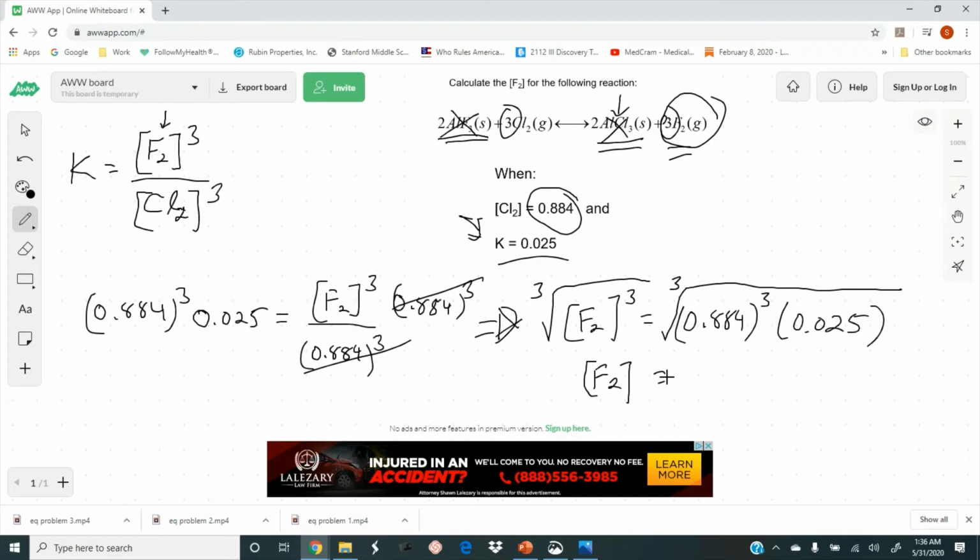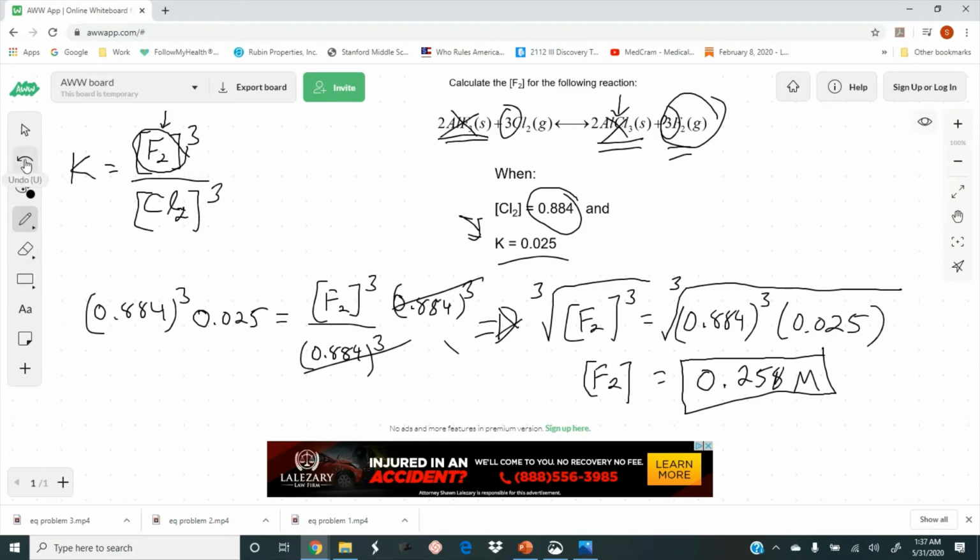So my answer here is 0.258, and the units are molars. Okay, and there is your answer. So this time we actually solved for a concentration. It could have been Cl2, but that would have been even hairier.